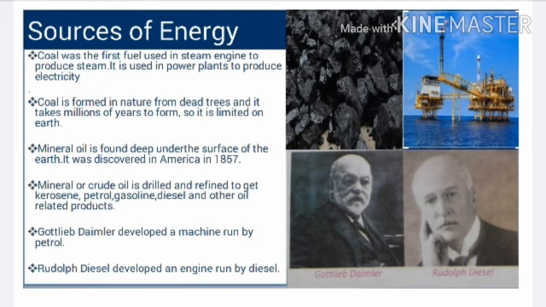Gottlieb Daimler developed a machine run by petrol. So he was the man who developed a machine which can be run by petrol. Next, Rudolf Diesel developed an engine run by diesel. So these were the two men who invented machines which could be run by petrol and diesel.